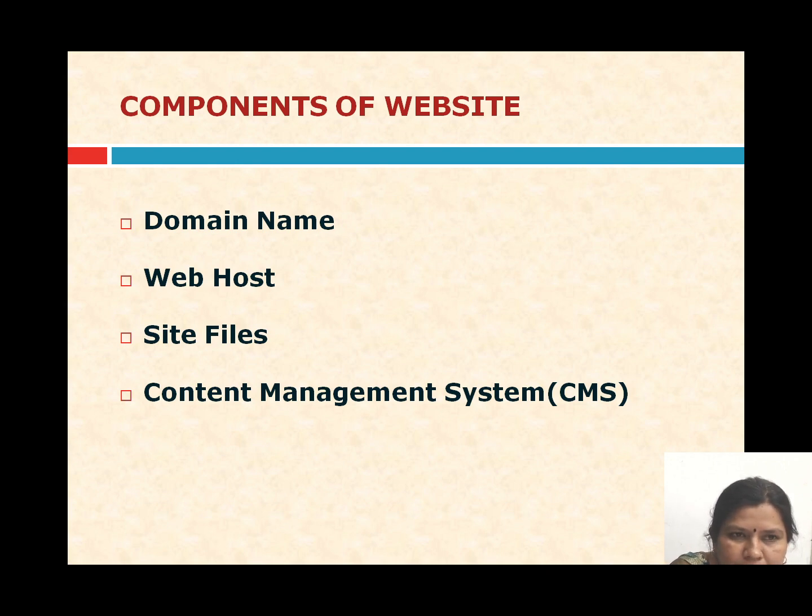Okay, next one is components of a website. What does it contain? Firstly, domain name, web host, site files, content management system. See here, domain name: it contains the files and folders and is set under the same domain name. And what is the web host? It is hosted on a web server on the World Wide Web. All these files are managed by the site, organizations, and the content management system, that is CMS.